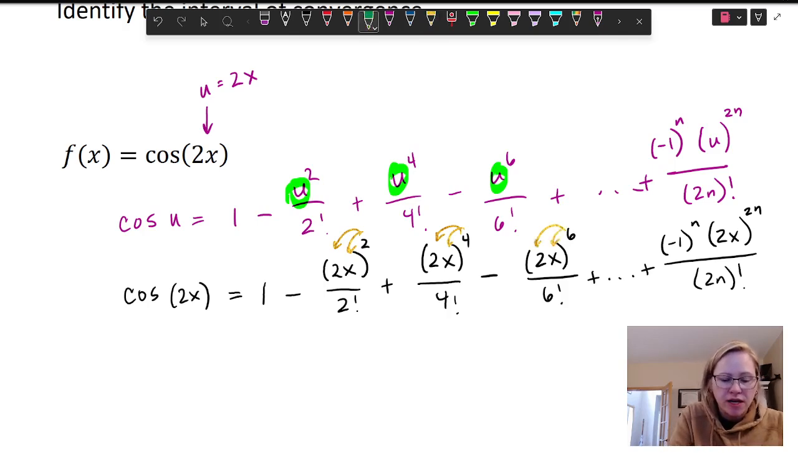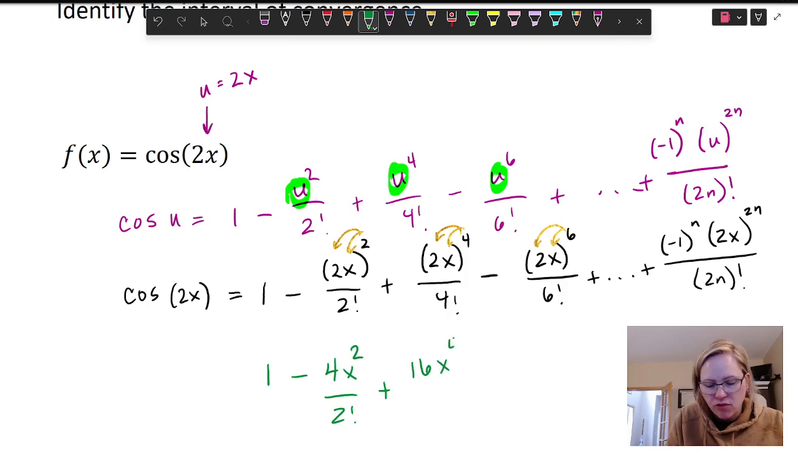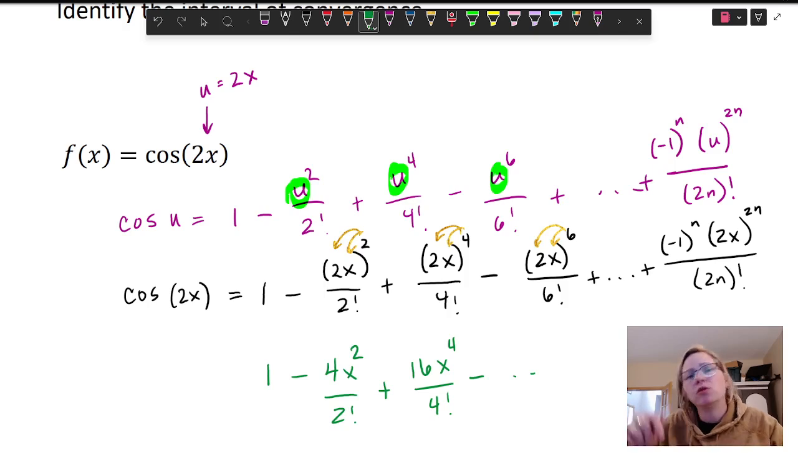So you'd have to rewrite it as 1 minus 4x squared over 2 factorial plus 16x to the 4th over 4 factorial, and so on and so forth. So make sure that you have parentheses around your 2x, and make sure if you are going to distribute that exponent and apply it to everything inside, make sure that you apply it to the constant that is with the x as well.